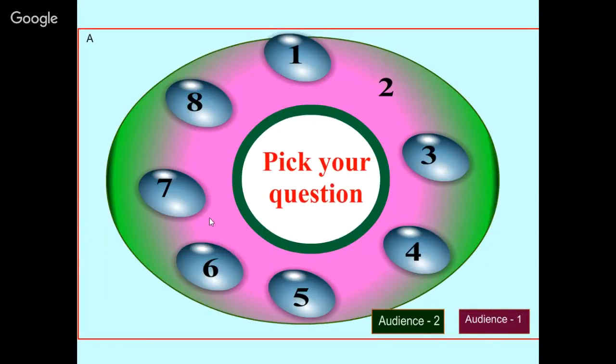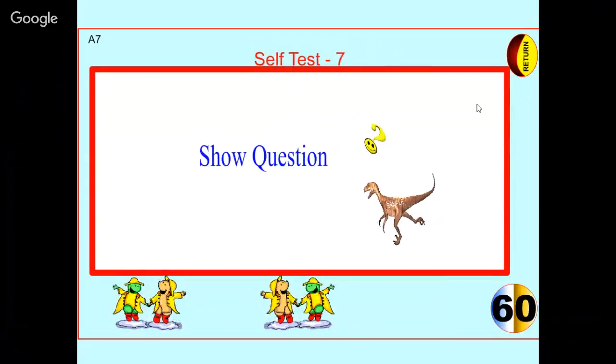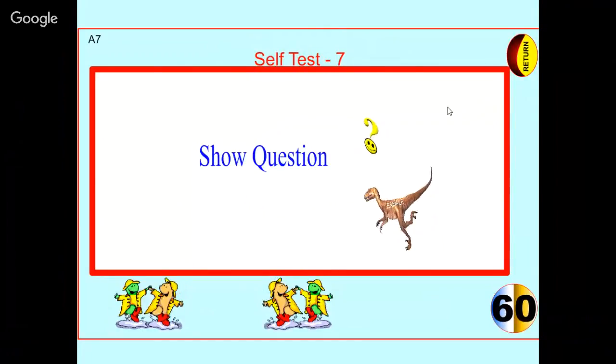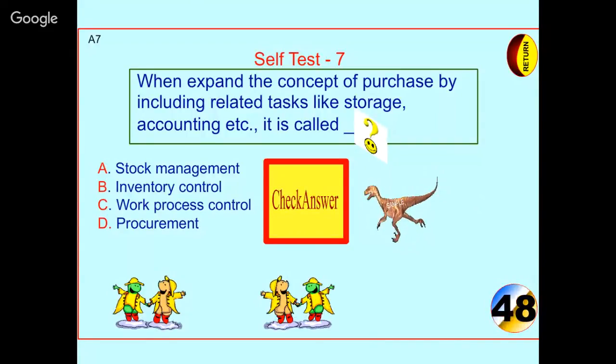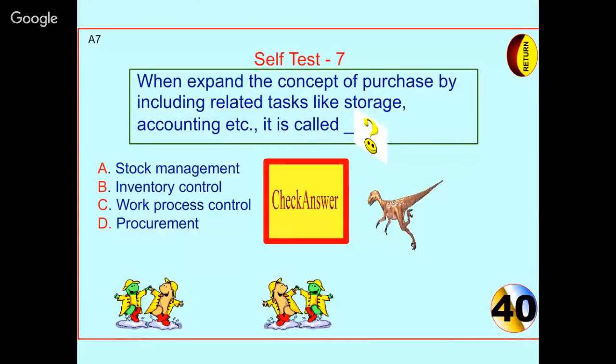Okay, we'll go for question 7. Be ready. Here comes your question. When we expand the concept of purchase by including related tasks like storage, accounting, etc., it's called dash. Stock management, inventory control, work process control, procurement. Your answer, please.